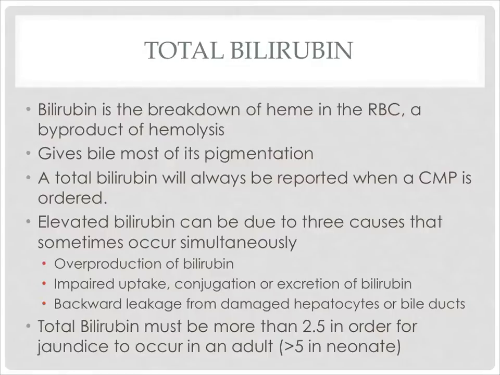Most patients that have elevated bilirubin levels will potentially show a clinical sign of jaundice, meaning that their skin is going to be yellow. In order for this to happen, they need to have a bilirubin greater than 2.5 in an adult to see this jaundice. In the neonate population, though, it needs to be greater than 5.